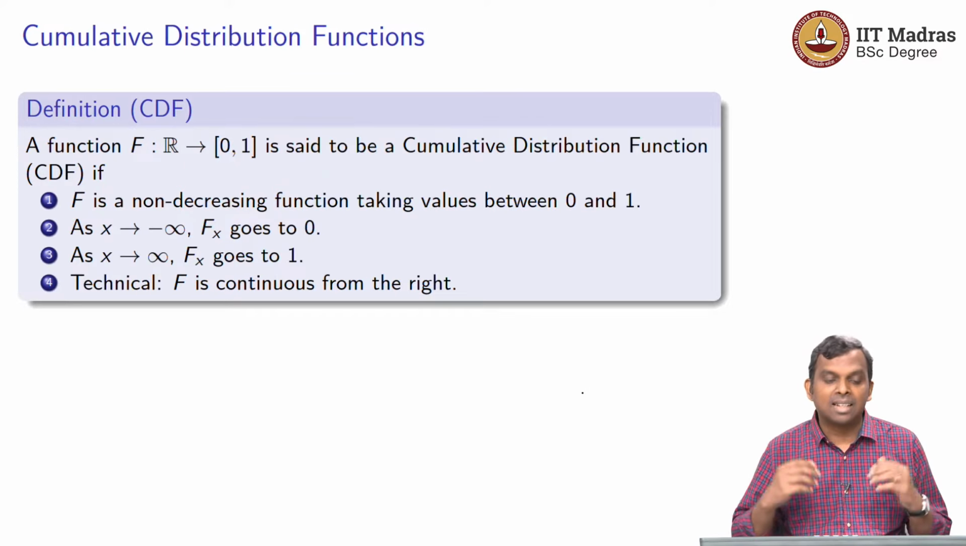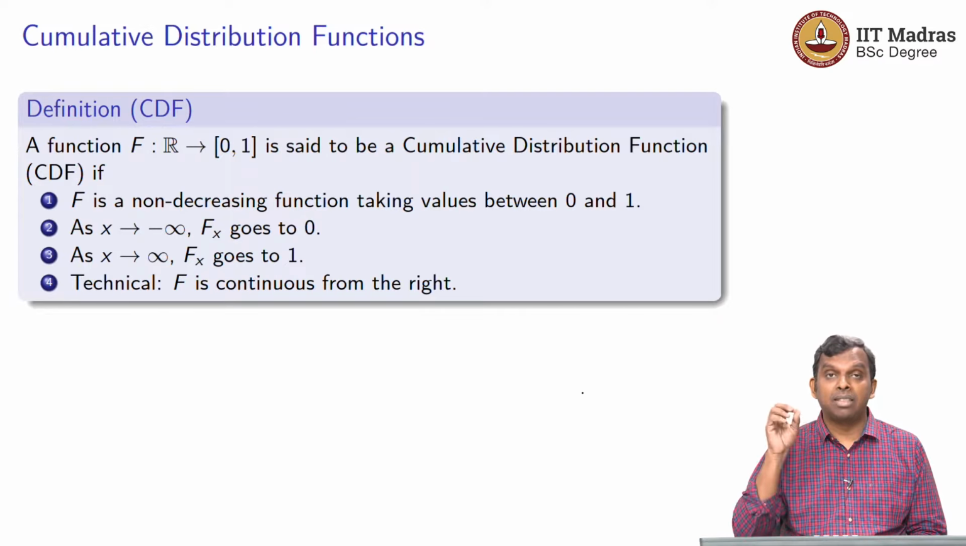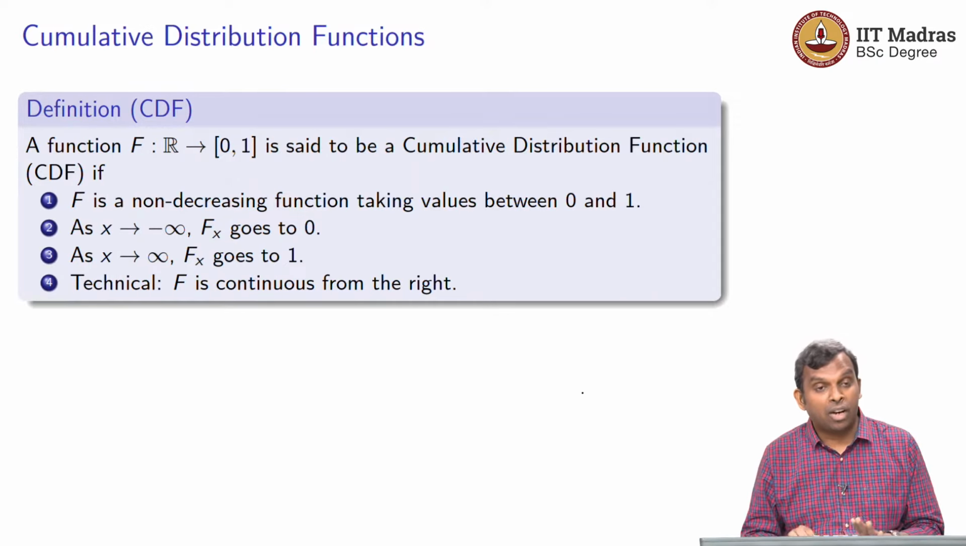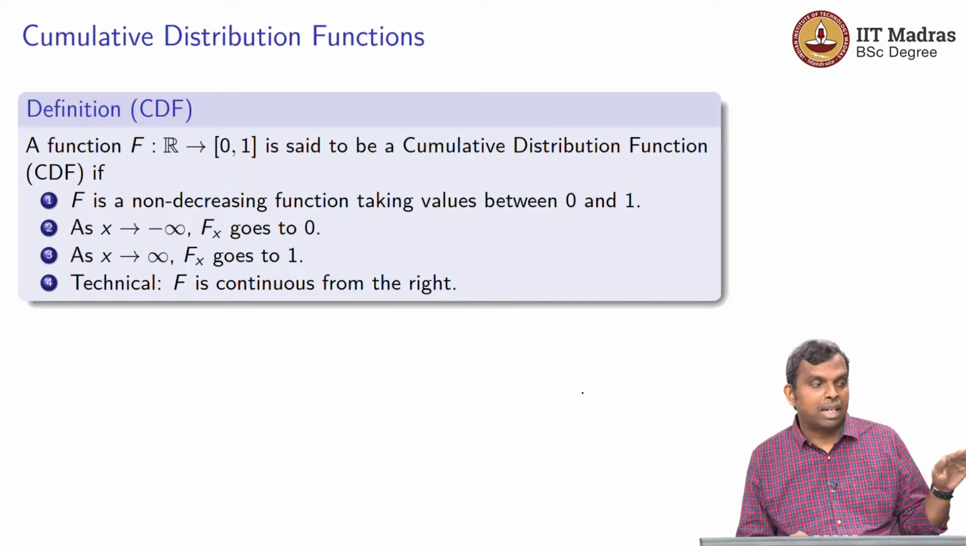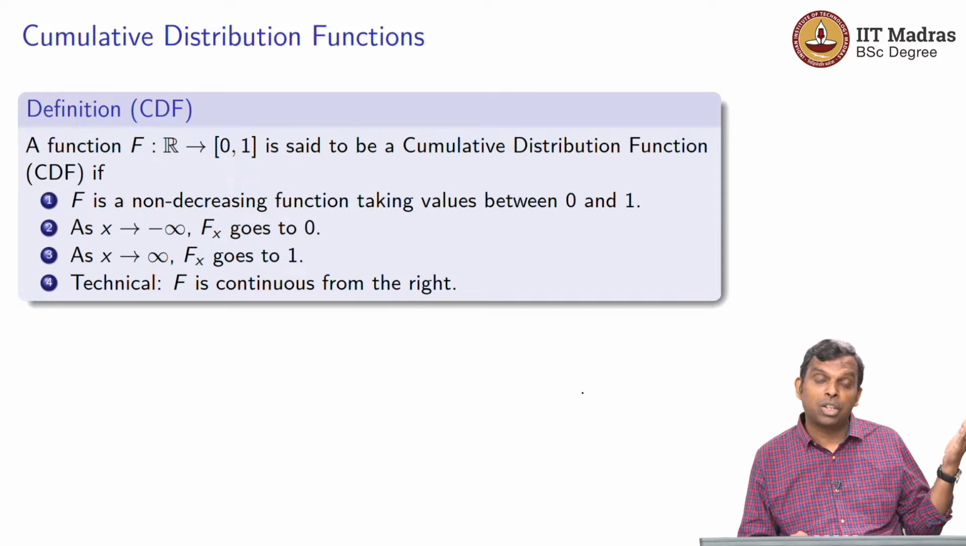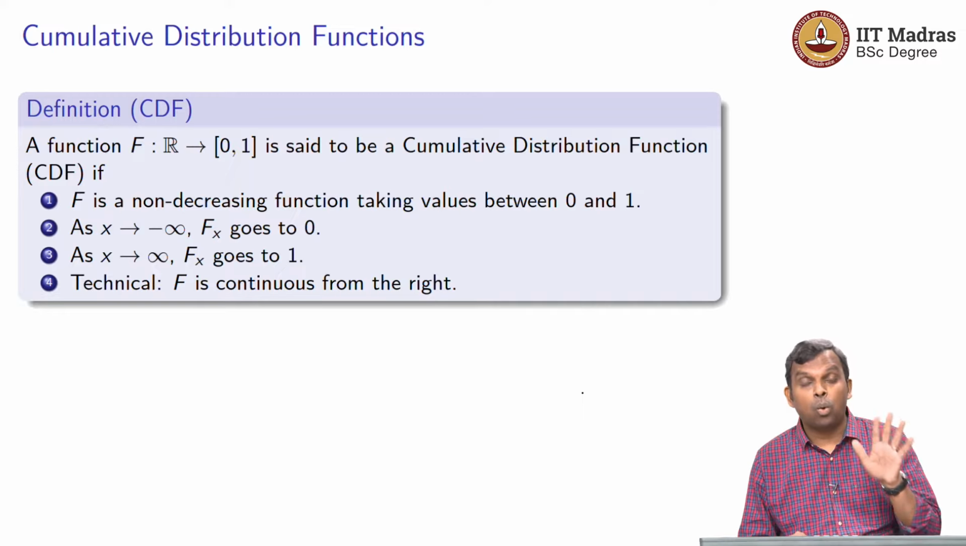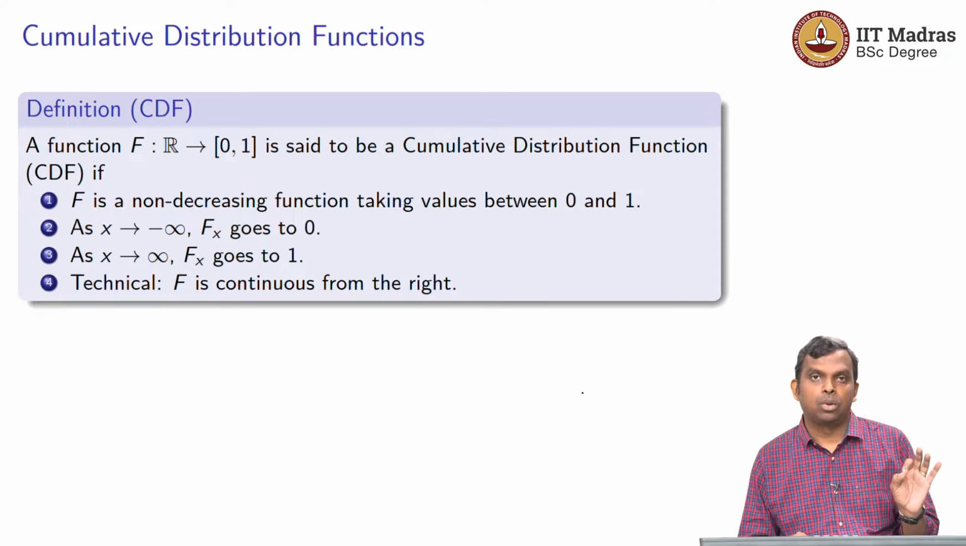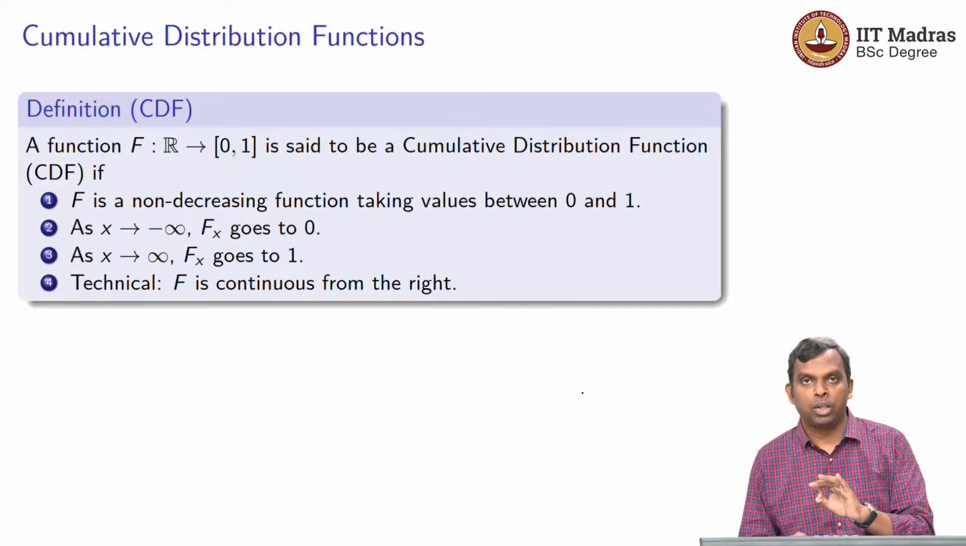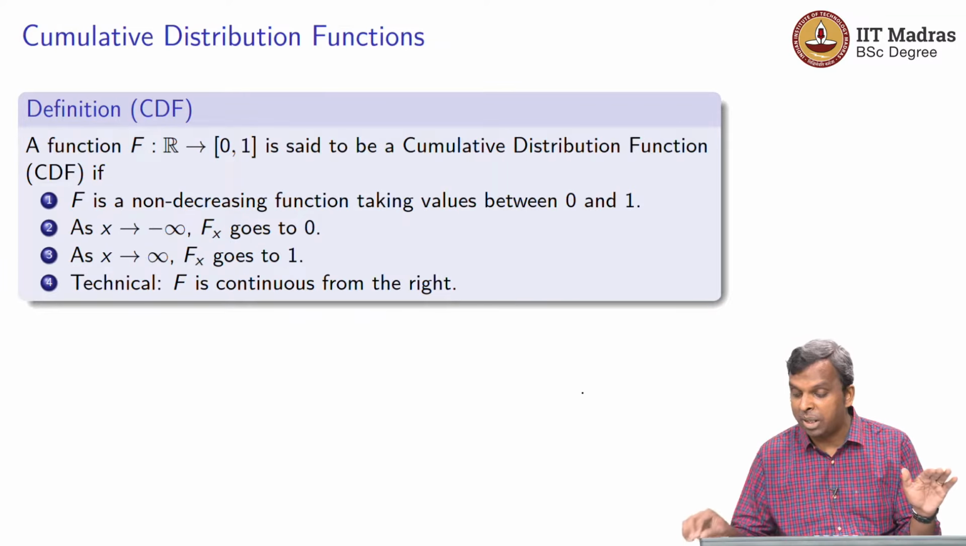So this leads us to the definition of a cumulative distribution function. So far we have taken a random variable x and defined the CDF for that random variable x. Now I'm going to forget about random variables. Let's forget about any random variable at all. I'm only going to care about a function, a function that goes from the real line to 0, 1. Once again, there's no random variable associated with it.